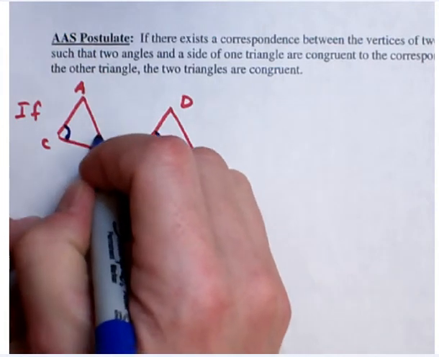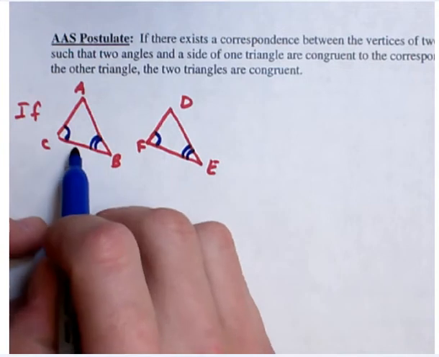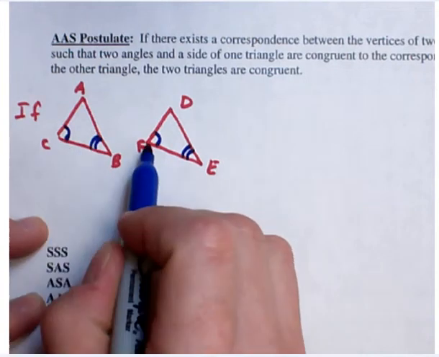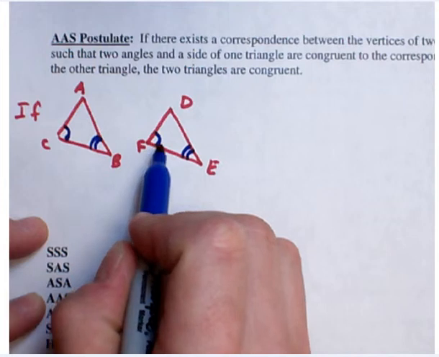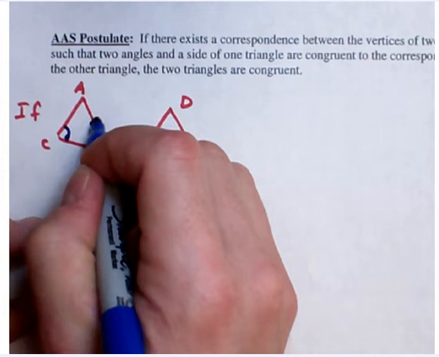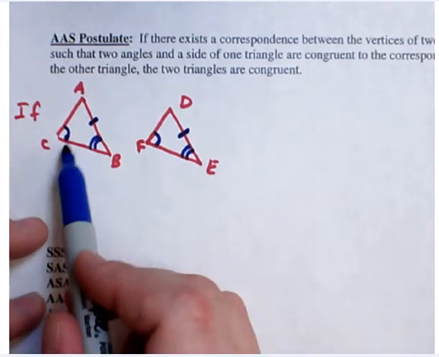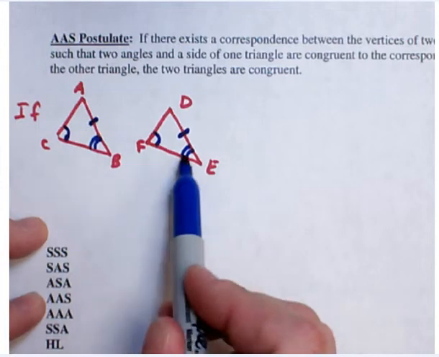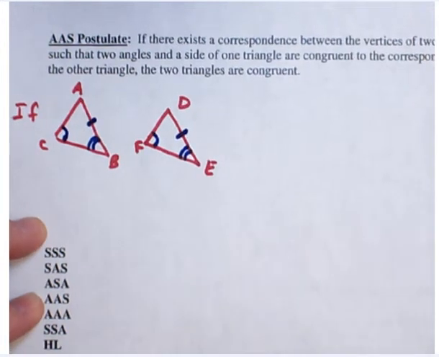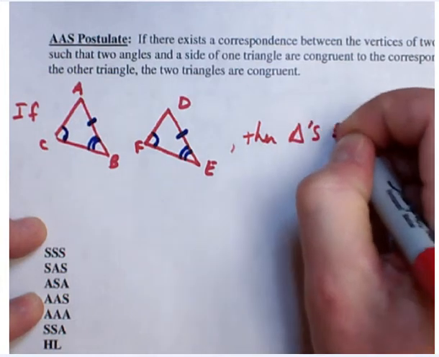So I'm going to say angle B is congruent to angle E. Now the side is not between the two angles. It's not ASA, it's AAS. So angle, angle, and then this side. That's angle, angle, side. If that's the case, then the triangles are congruent.